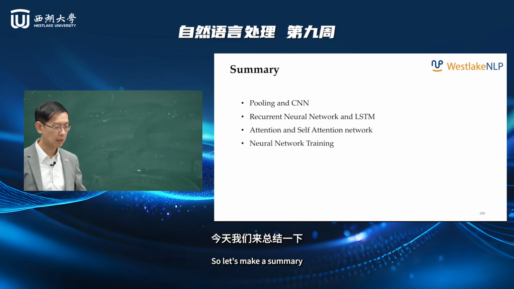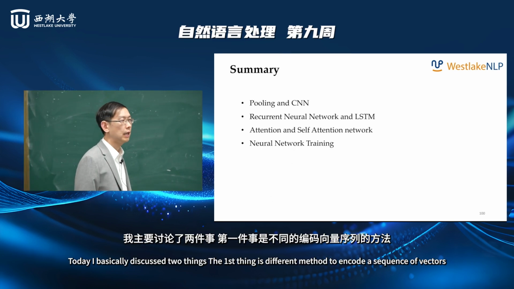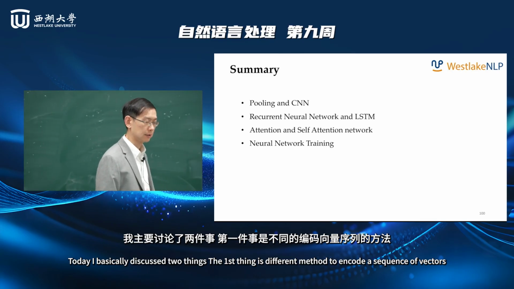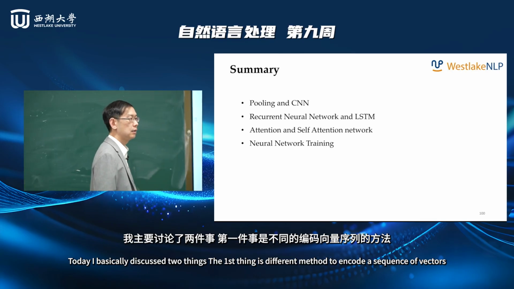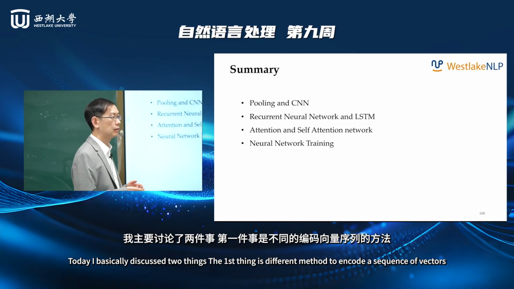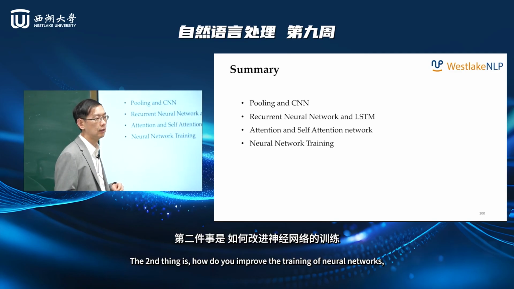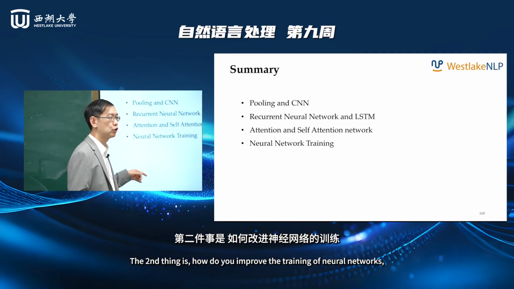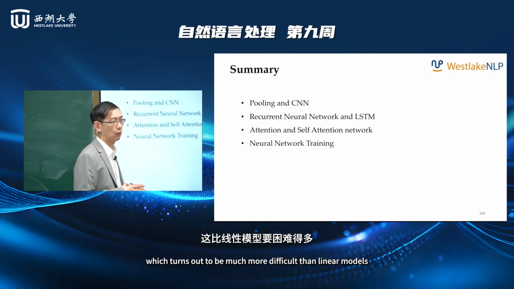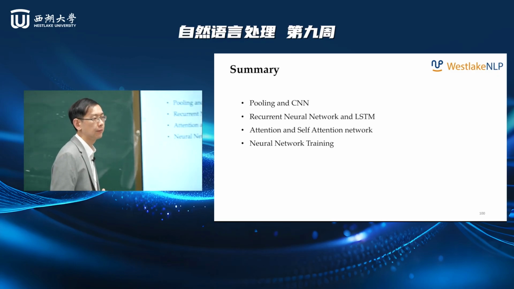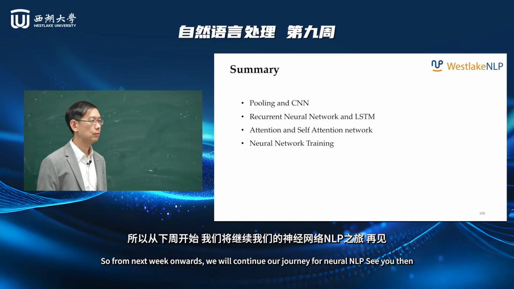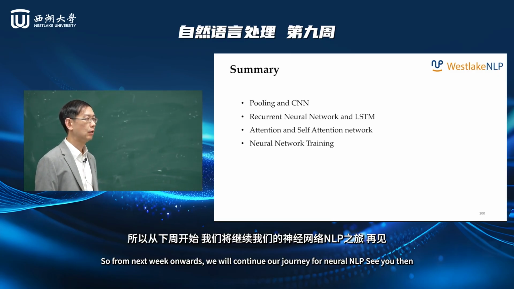Okay, so let's make a summary. Today, I basically discussed two things. The first thing is different methods to encode a sequence of vectors. The second thing is how to improve the training of neural networks, which turns out to be much more difficult than linear models. All right. So from next week onwards, we will continue our journey for neural NLP. See you.